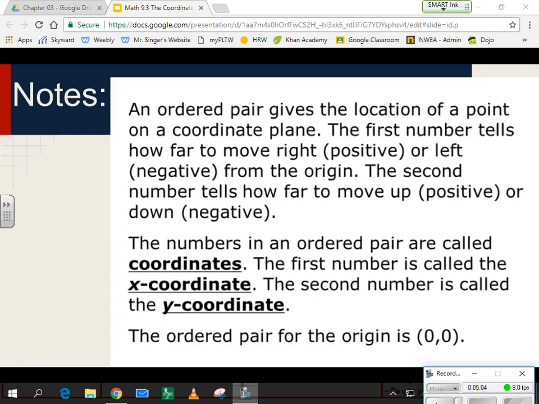All right, we have a few more vocab or notes to write down. When we talk about putting dots on the grid, we have to be able to find their ordered pair. An ordered pair gives the location on a coordinate plane. So when you look at an ordered pair, it's usually in parentheses with a comma separating them. The first number tells you how far to move right or left. Now moving right or left is actually going horizontal. That's the x-axis. The second number tells you how far you move up or down.